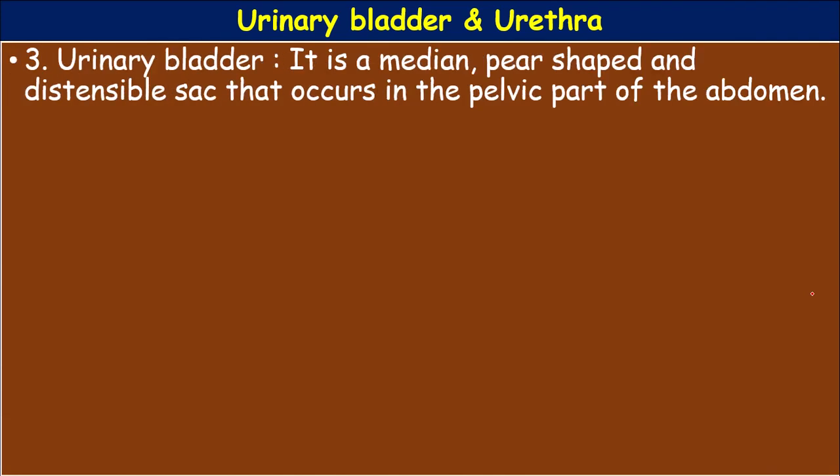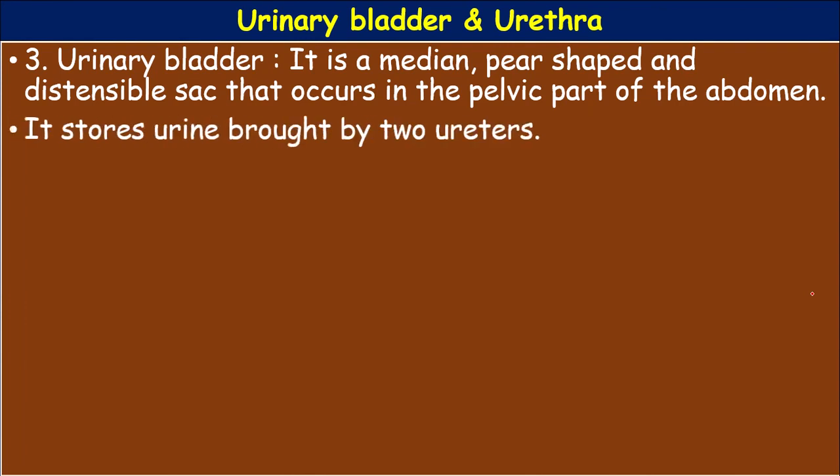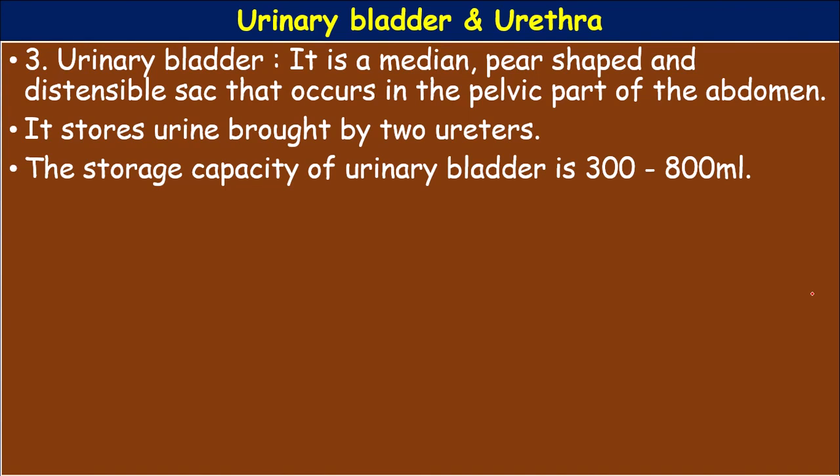Now urinary bladder. Urinary bladder is a median, pear-shaped and distensible sac that occurs in the pelvic part of the abdomen. It is made up of transitional epithelium, so it is elastic in nature. So it stores the urine brought by the two ureters, those tubes. The storage capacity of the urinary bladder is 300 to 800 ml.